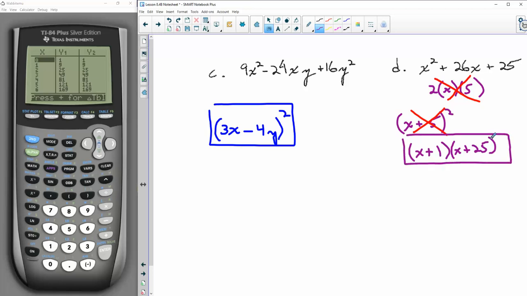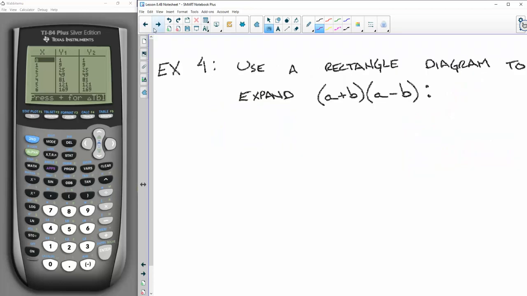1 times 25 is 25. 1 plus 25 is 26. So that one does not fit the square of a binomial pattern. All right, let's move on. Got another pattern here. It says use a rectangle diagram to expand this.